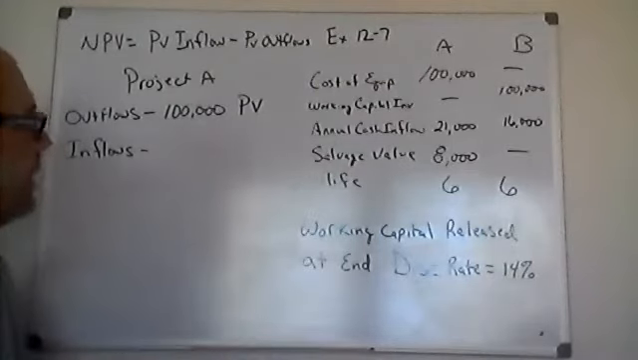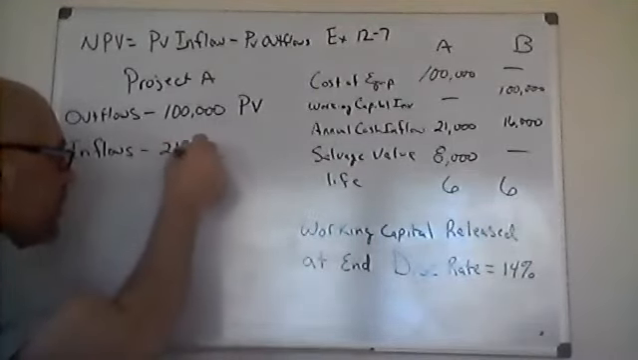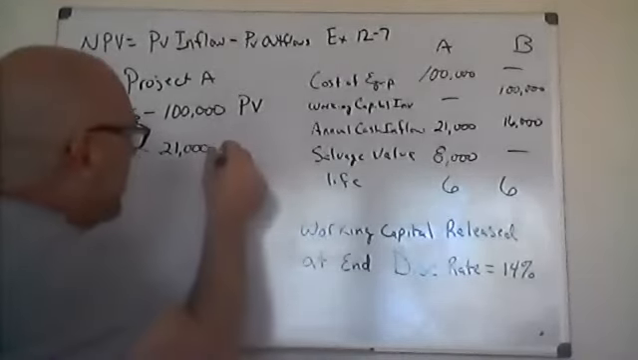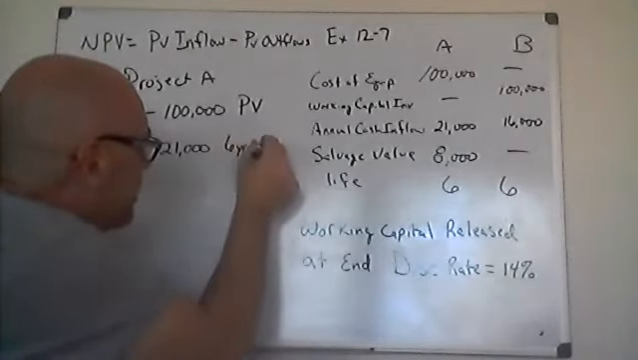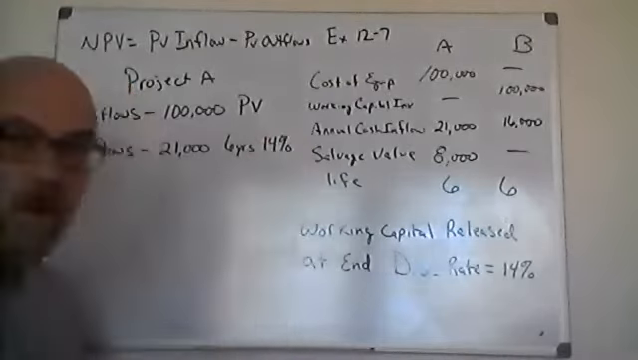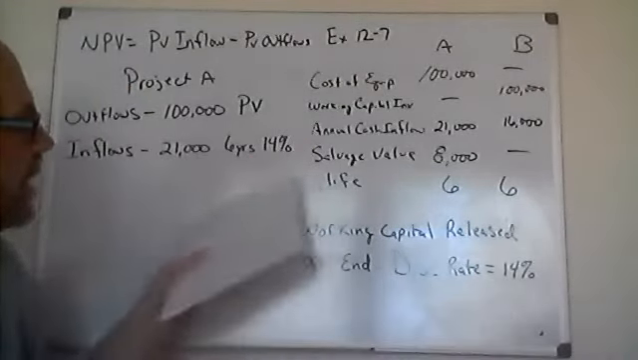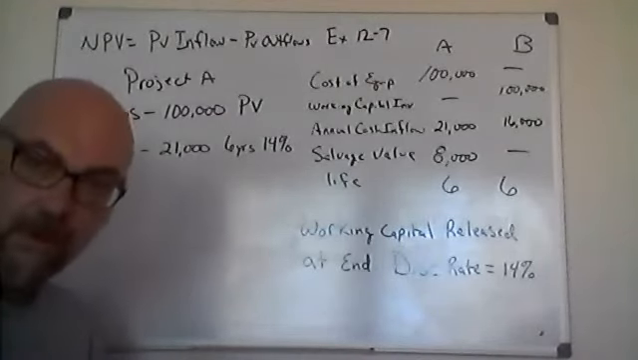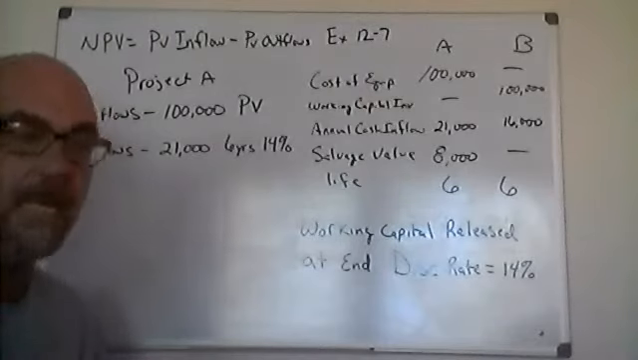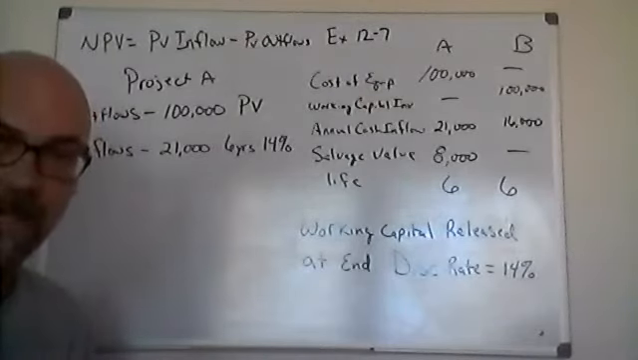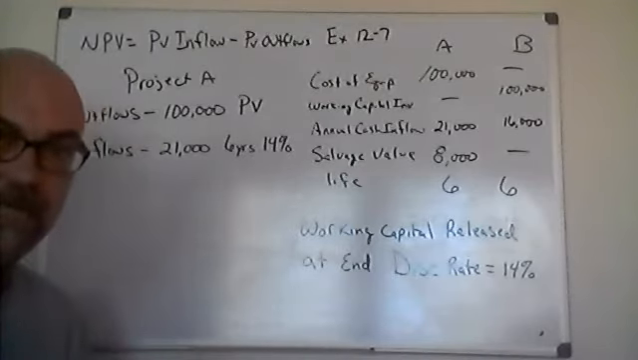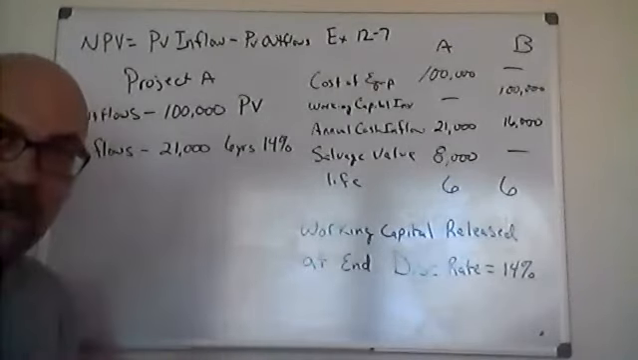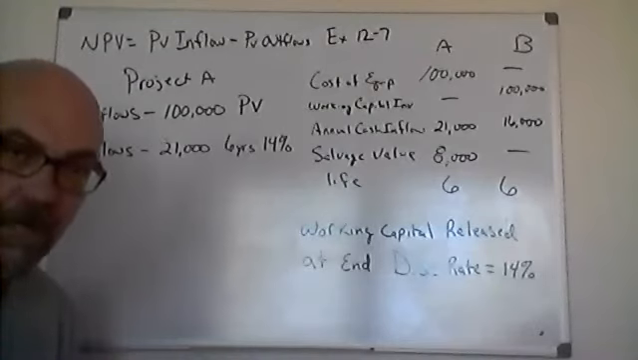Our inflows, well, we have annual cash inflows of 21,000. How long are we going to get them for? Well, we're going to get them for 6 years, and we require, as I said, the discount rate of 14%, so we use 14%. This is an annuity. You think back to the last video if you watched it, an annuity is an inflow that is the same amount that happens on the same period, in this case a year. So they get $21,000, the same amount every year. Whenever you have the same amount over the same time period, that is called an annuity.